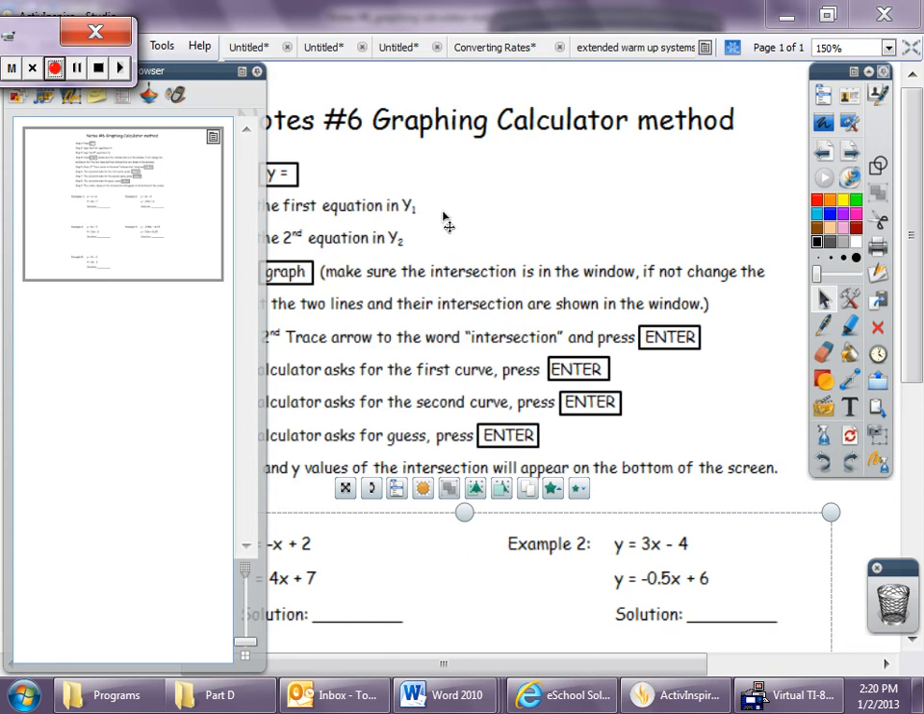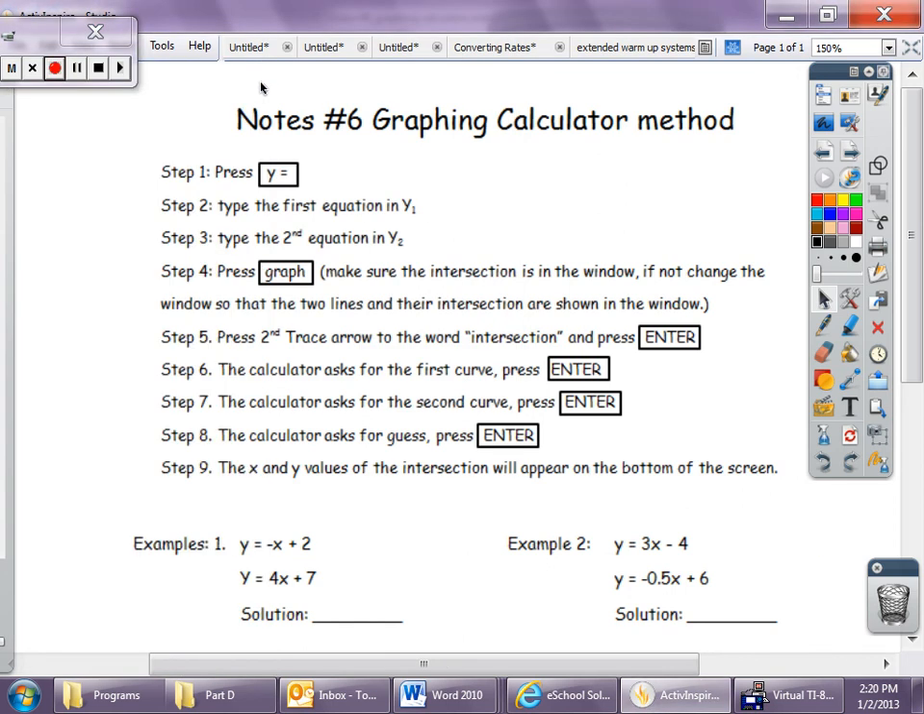Note number 6, the graphing calculator method. The graphing calculator method is the last method that we're going to quickly look at in solving a system of equations. There's 9 simple steps in using the graphing calculator method. I have them all outlined right here for you. So we'll just go through these steps while we work through these examples.